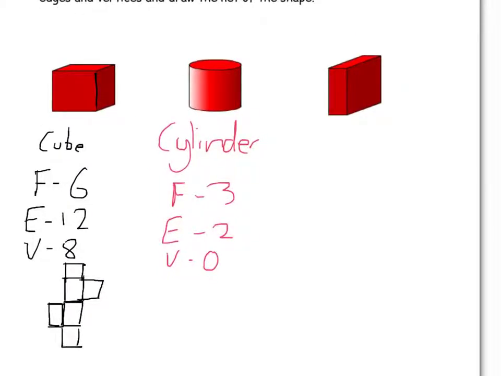And finally, if we were to draw a net of this shape, what it's made up of is a top section that is a circle and a bottom that's a circle. So we've got 2 circles. And if you were to unravel this section in the middle, you'd have a rectangle.